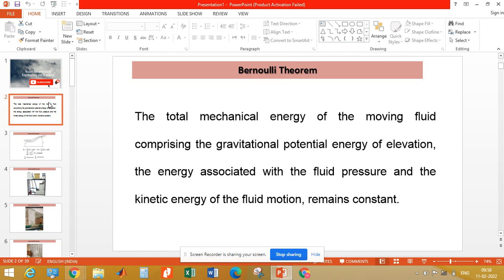So basically, Bernoulli theorem says that the total energy of a moving fluid, comprising gravitational potential energy, fluid pressure energy, and kinetic energy of fluid motion, remains constant along a streamline. That is, the total energy comprising potential energy plus kinetic energy and the pressure energy of the fluid will remain constant along a streamline.